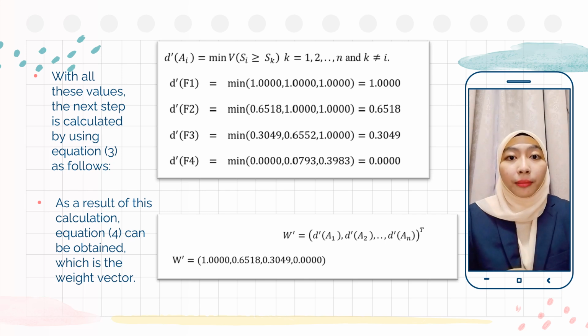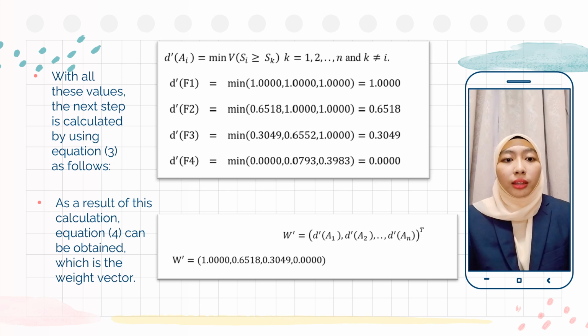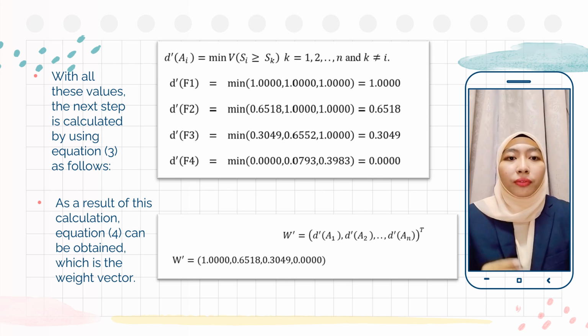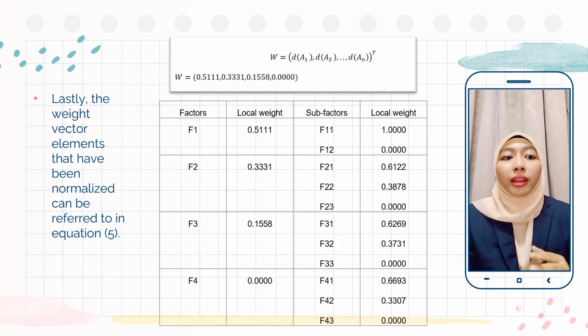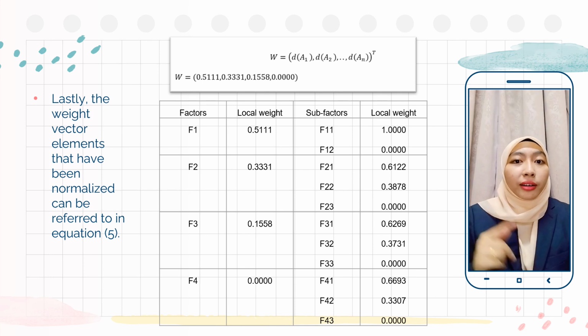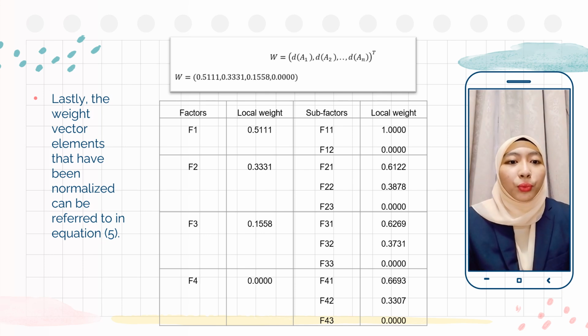On the first diagram, which is equation 3, we have to find the minimum degree of possibility, and then we get the answer. Next, as the result of this calculation, equation 4 can be obtained, which is the weight factor. So, on the second diagram, which is equation 4, we can get from the above. Here, lastly, the weight vector elements that have been normalized can be referred to in equation 5. This diagram on my right is equation 5. We can get the local weight for factor and subfactors.